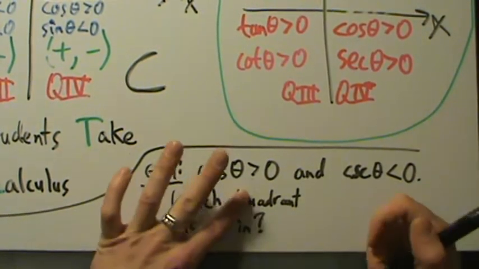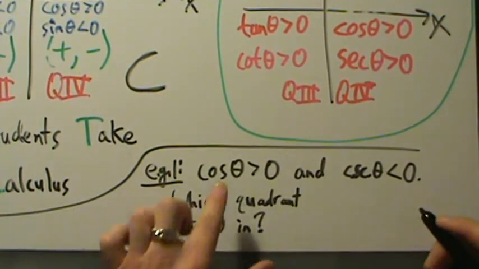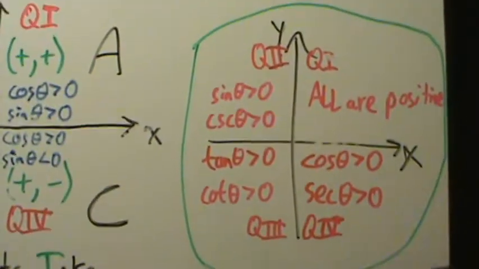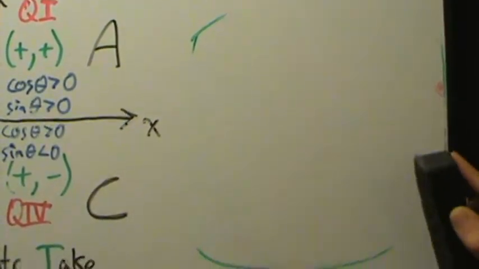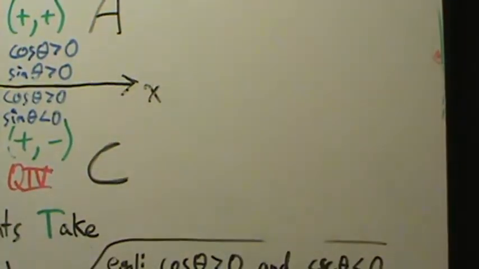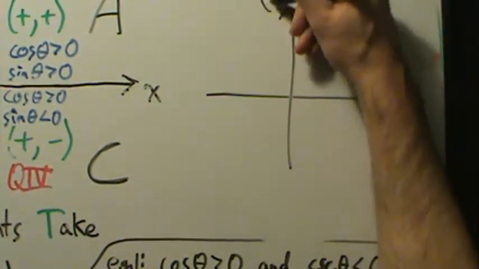So which quadrant is theta in? Well, cosine of theta is positive. Where's the cosine of theta positive? So let's totally forget about this. Okay, let's just erase this. So it might seem kind of confusing, kind of messy when we talk about all this stuff up here, but let's talk about how to work through a problem like this. So let's draw an x and y axis here.